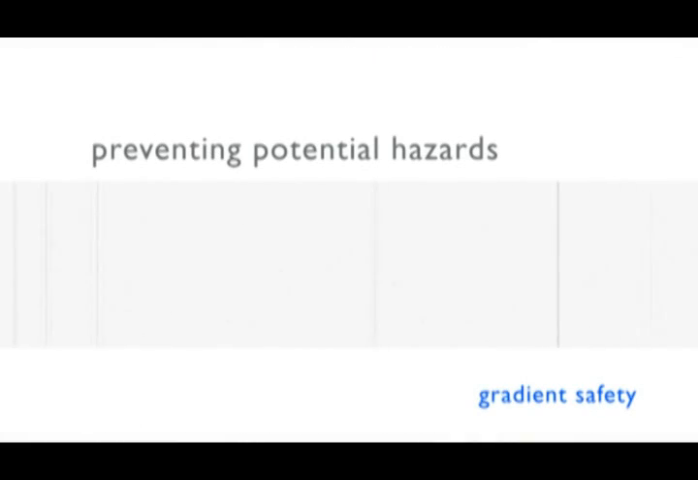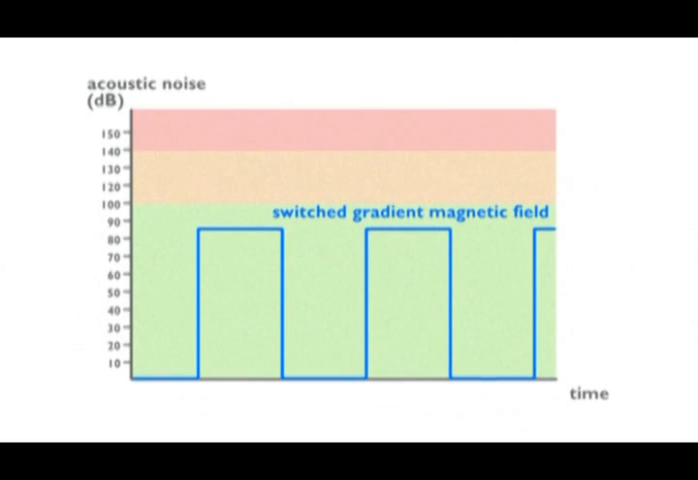Preventing potential hazards. For acoustic noise, exposure to a higher level than 140 dB peak noise is never allowed to prevent permanent damage to hearing. Temporary hearing damage can occur at lower noise levels.